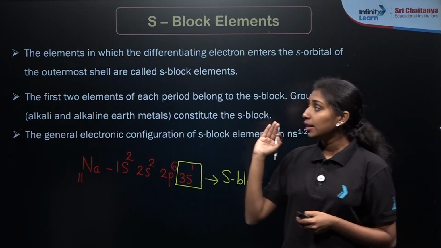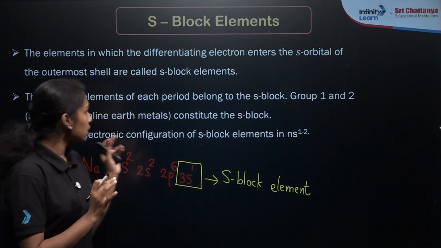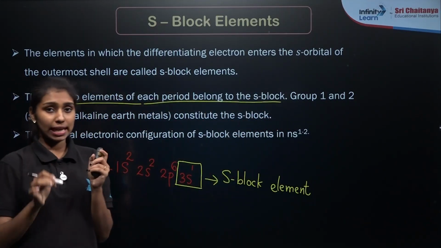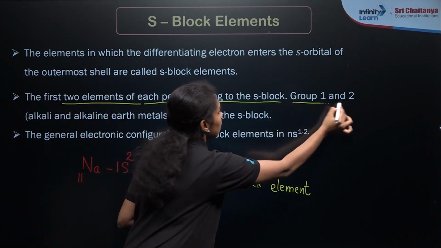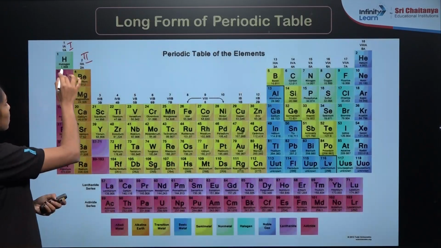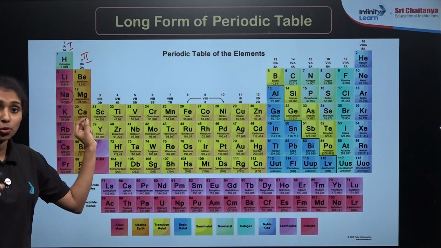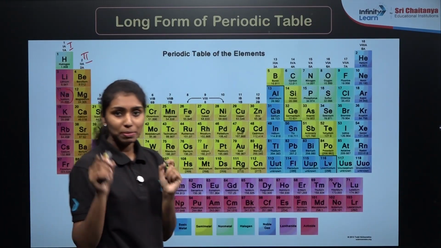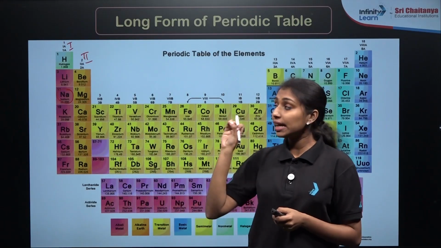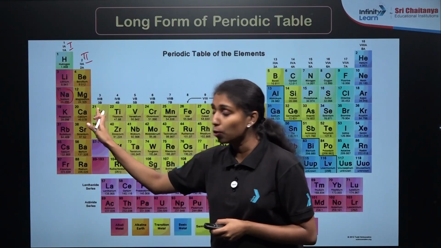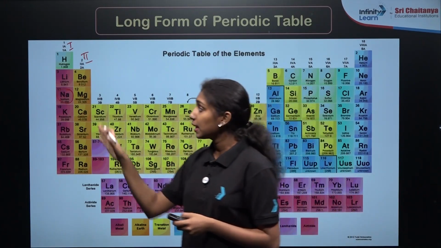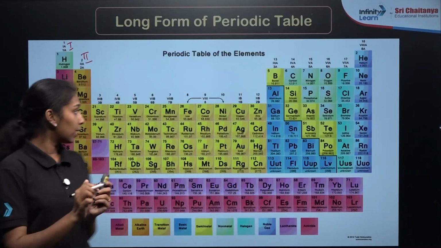In general, the first 2 elements of each period belong to the s block elements, or we can simply say that group 1 and 2 elements constitute the s block elements. Clear? The first group elements are commonly known as alkali metals, and the second group elements are commonly known as the alkaline earth metals. In these first and second groups, the last electron is always entering into the s subshell or s orbital, so they are known as the s block elements. Clear?